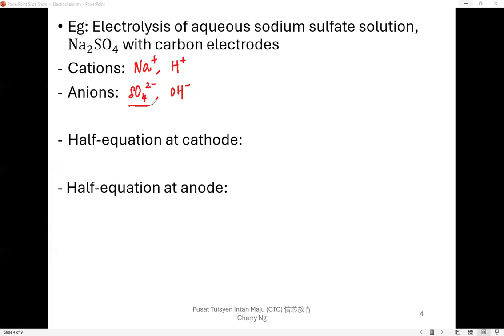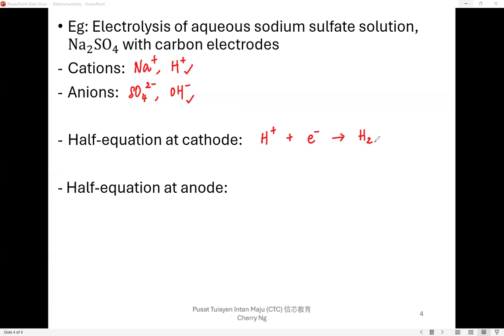Okay, so let's see. Sodium and hydrogen. We know that hydrogen is at the bottom, so we have to discharge the hydrogen plus ion. And for the anion, we have to discharge the hydroxide ion because it's at the bottom, right? So now we look at the half equation at the cathode. It will be hydrogen plus electron, and when they turn into gas, it's a covalent compound, right? So they will turn into H2.